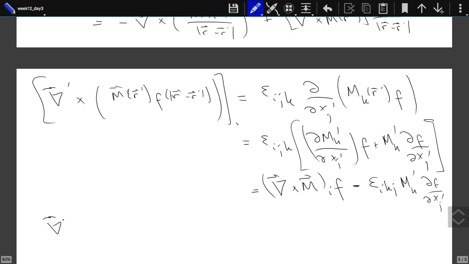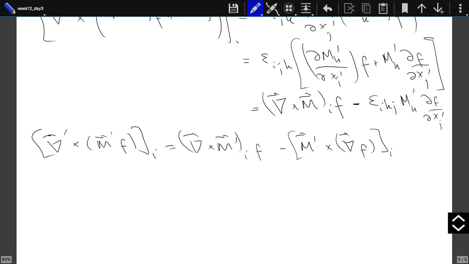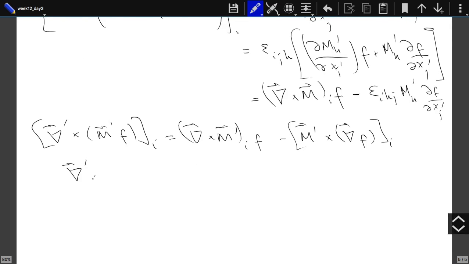So the curl of m prime f, the I component, is the curl of m, the I component, of f minus m prime cross the gradient of f, the I component. So this is my vector identity.